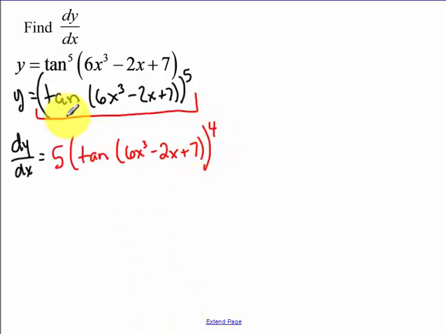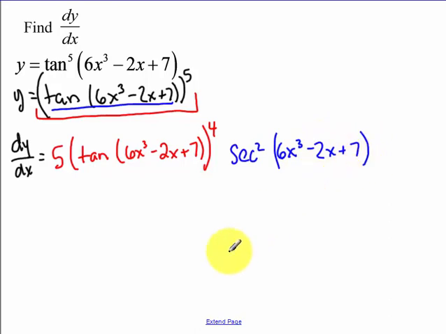Now move to the next inside function, which is tangent. So derivative of tangent is the secant squared, and then we have the next innermost function, which is times 18x squared minus 2. Now, a few students always ask me, why don't we take the derivative of secant squared? Well, that wasn't in the original problem. The original problem was tangent, so I took the derivative of tangent and then moved inside to all of our different composition functions.